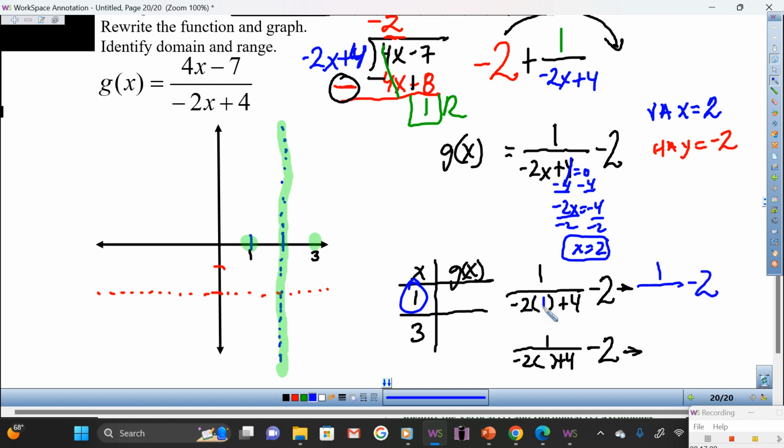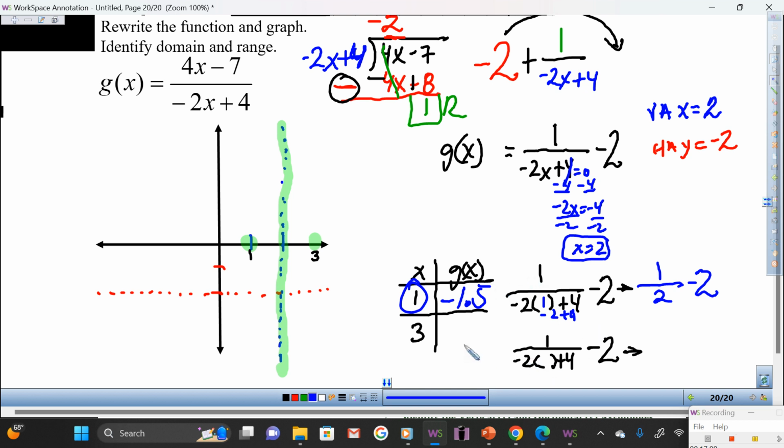What is negative 2 times 1? Negative 2 plus 4? 2. All right. So we have 1/2 minus 2. What is 1/2 minus 2, everyone? Negative 1.5. Yes, that is correct.